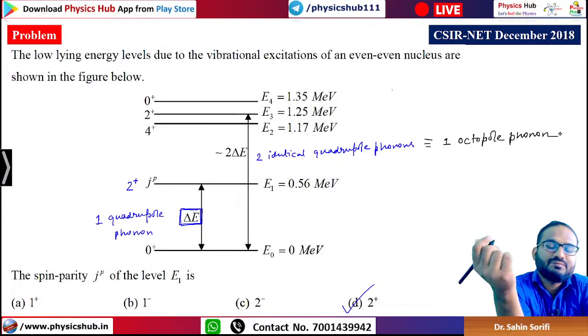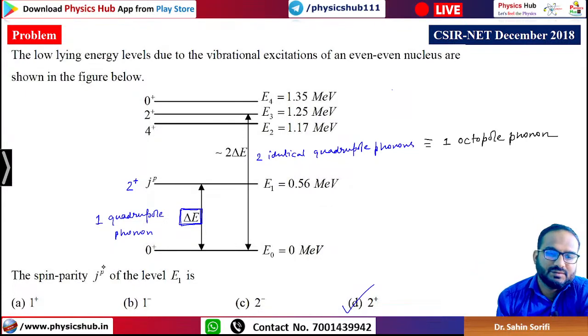But this is extra information. What we know is the spin parity Jp of the E1 level will be 2 plus. That is the answer.